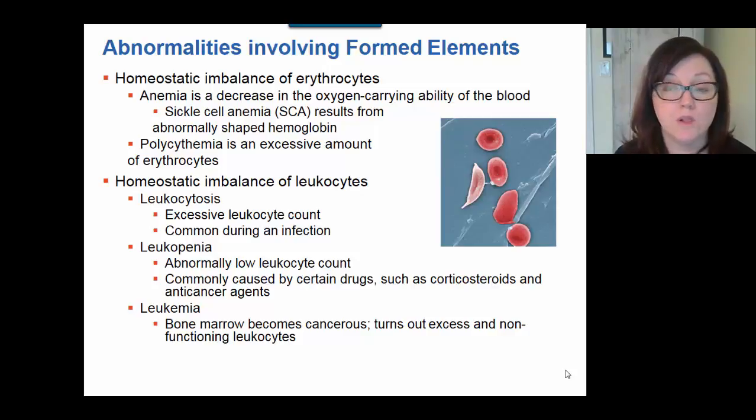Leukopenia is a low leukocyte count. Penia means poverty, so this is a poverty of leukocytes. This is often caused by different types of drugs like steroids and anti-cancer agents. People with leukopenia have to be very careful of being exposed to pathogens because they're at increased risk for infection. And then we have leukemia. Leukemia is a type of cancer of the leukocytes. These individuals have excess amounts of leukocytes, but they're malformed leukocytes that aren't functioning properly.